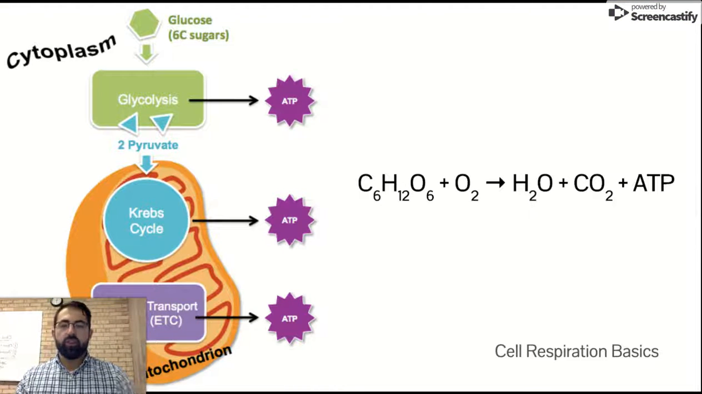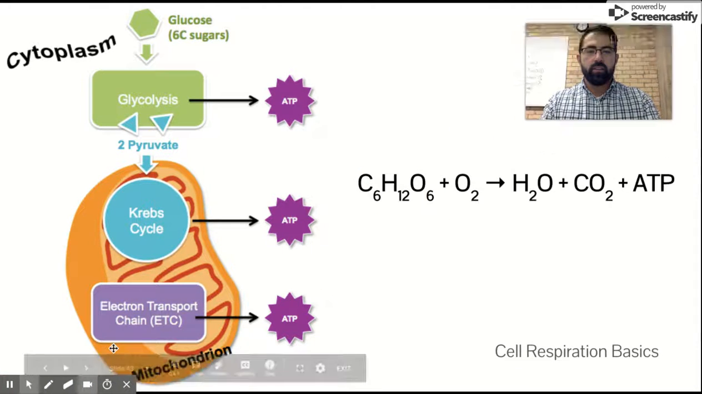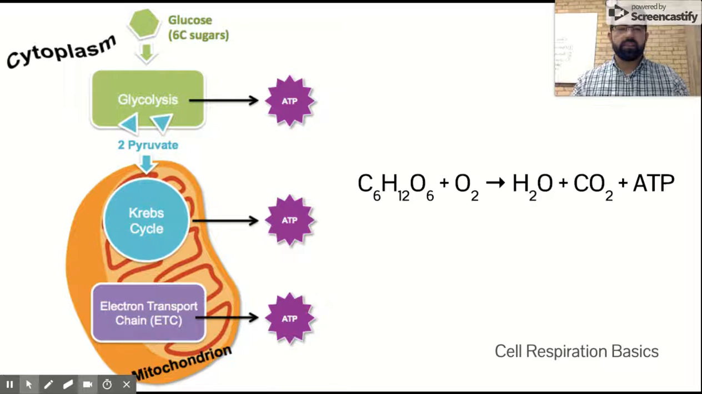This is the overall picture of what happens. You have glucose being broken down, C6H12O6, adding some oxygen, and it releases water, carbon dioxide, and cell energy in the form of ATP. There are three main parts: glycolysis, which takes place in the cytoplasm, the Krebs cycle, which is in the mitochondria, and the electron transport chain, also in the mitochondria. So we'll look at each of these as a basic introduction in this screencast.